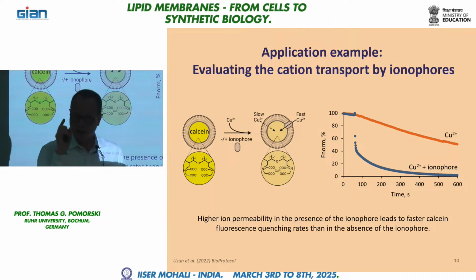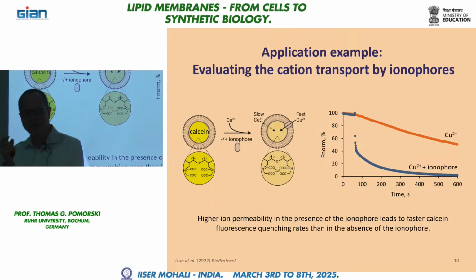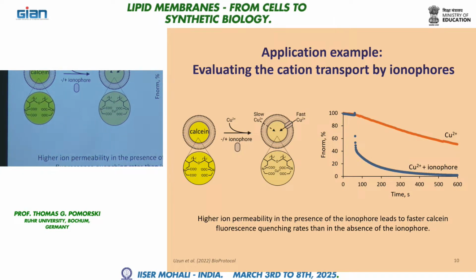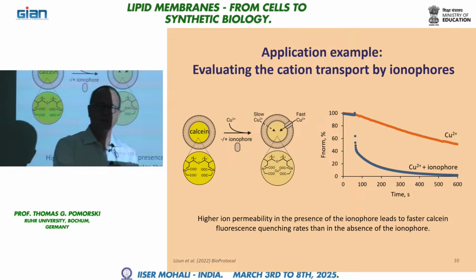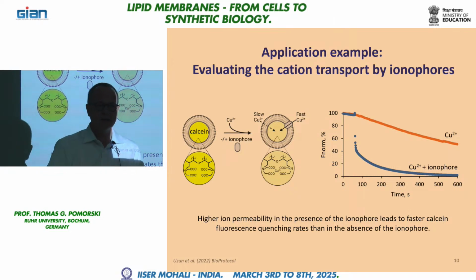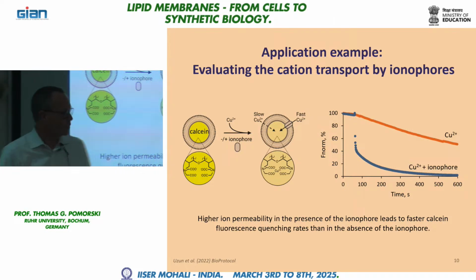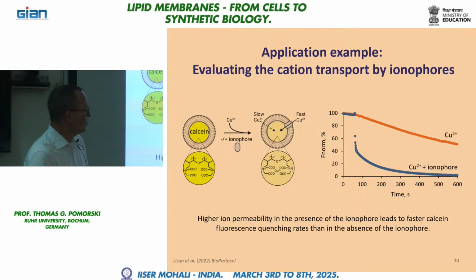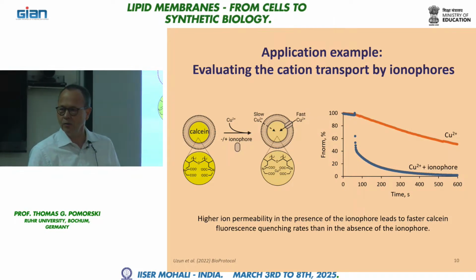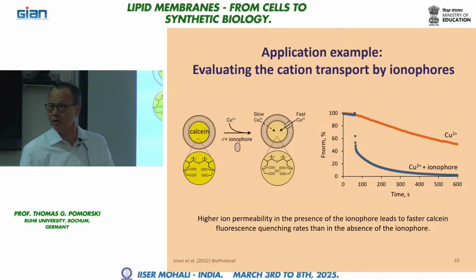So the challenge for the chemist is, of course, to think about ionophores. What properties would I need to add to this ionophore so that it only targets the bacteria, but not the mammalian cells? But if you are more interested in biophysics, you would be interested in whether the ionophore at all allows ions to pass, or which ions it would allow to pass.